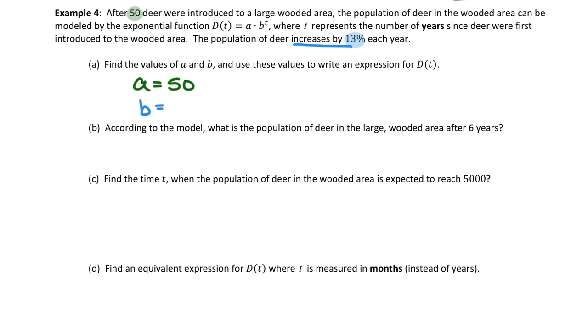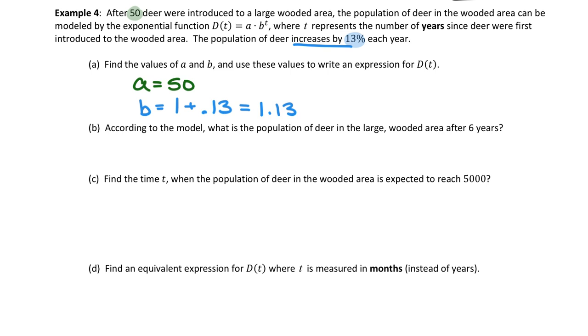When we're doing percentage increases or decreases, it's always 1 plus for increase or 1 minus for decrease, that value, 13% as a decimal. So to show a 13% increase, the number I'm going to use for B is 1.13. That's a 13% increase. If it had said 13% decrease, it would be 1 minus 0.13, or 0.87.